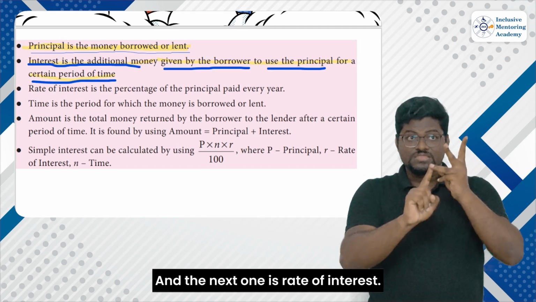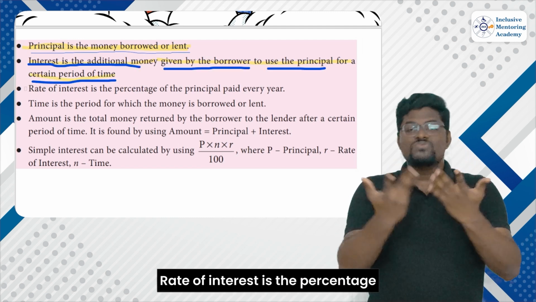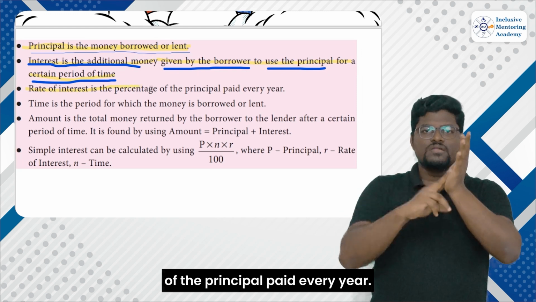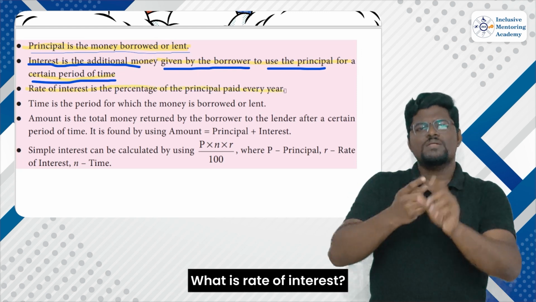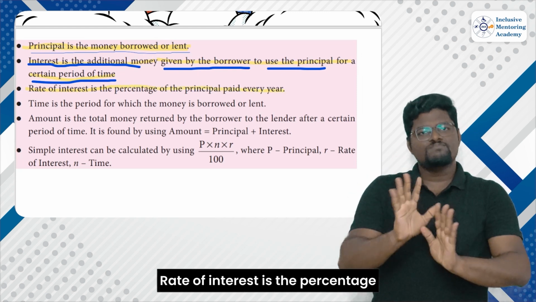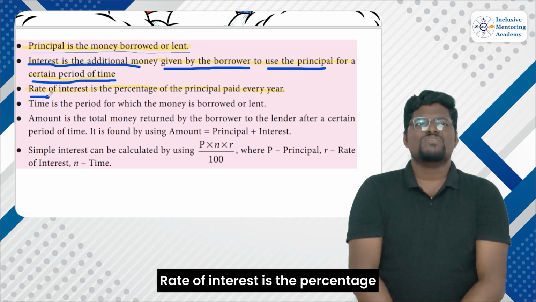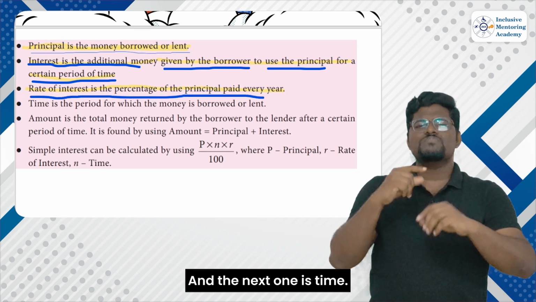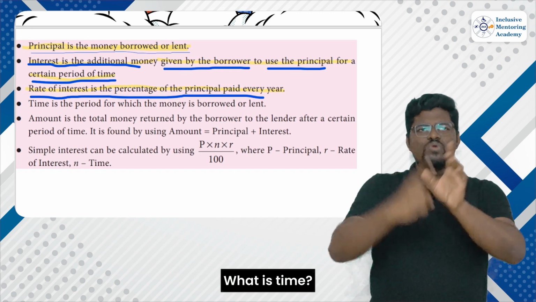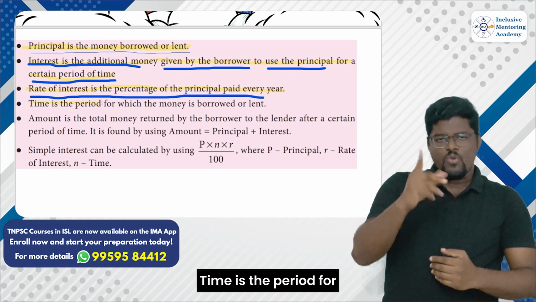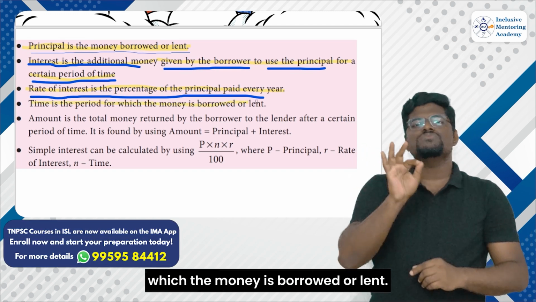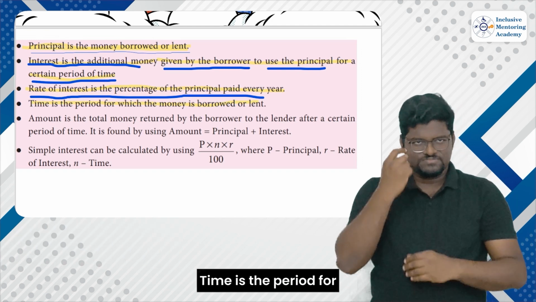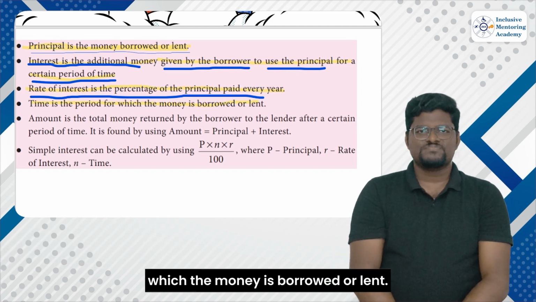And the next one is rate of interest. Rate of interest is the percentage of the principal paid every year. And the next one is time. Time is the period for which the money is borrowed or lent.